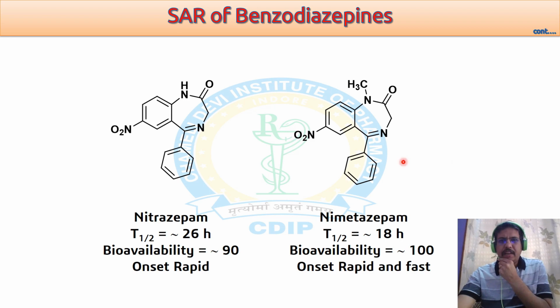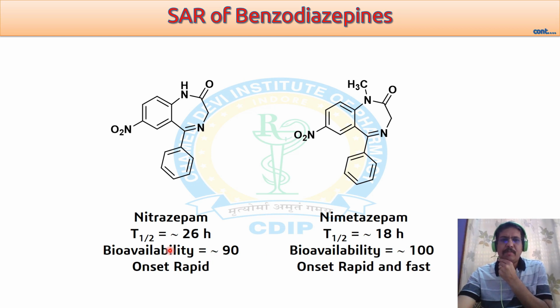Just see, if we change the hydrogen by means of a methyl group, then the compound is called dimetazepam, and without the methyl group it is called nitrazepam. If we look at the other profile, the T half of the non-substituted compound is definitely quite high, that is 26 hours, while when this undergoes alkylation by means of methyl, it has a T half of 18 hours.